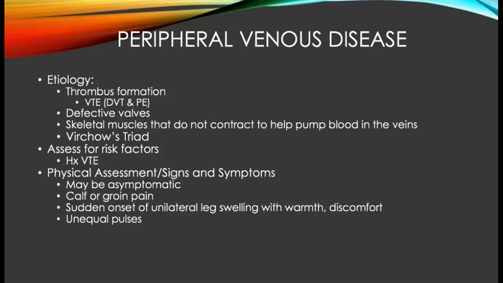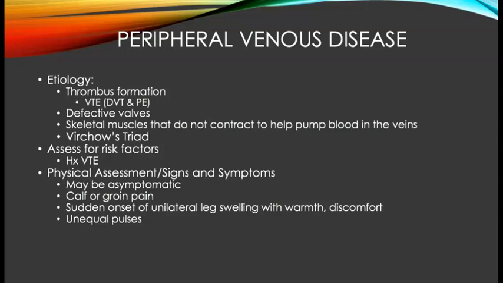Virchow's triad is dependent on 3 factors, and these include stasis, vessel damage, and hypercoagulability. In general, you need to assess for risk factors, so any history of venous thromboembolism, any history of hypertension, valve disorders, do they have any history of PAD, anything that can affect blood flow as well as clotting, abnormal clotting of the blood. Patients may be completely asymptomatic, so again, you need to do a thorough assessment.